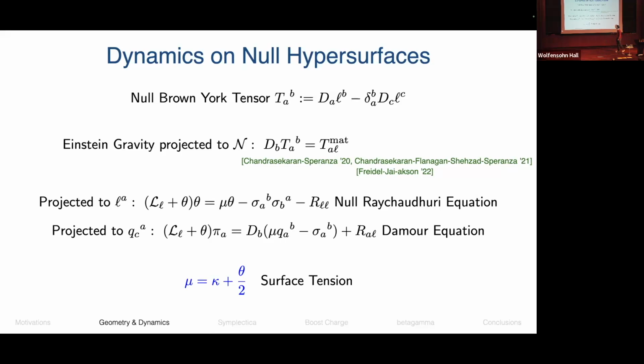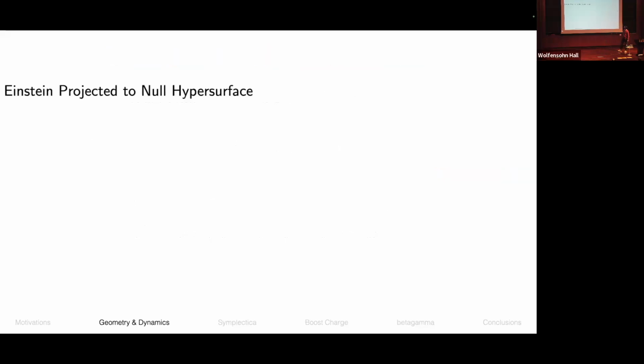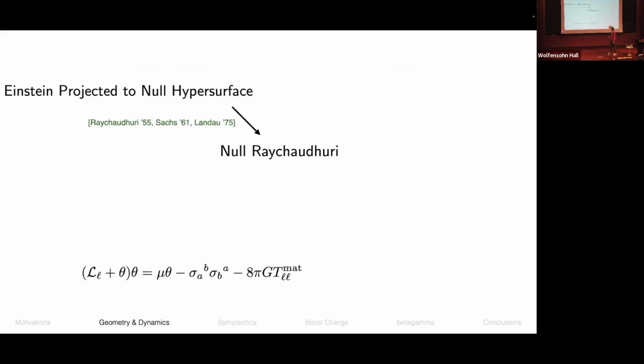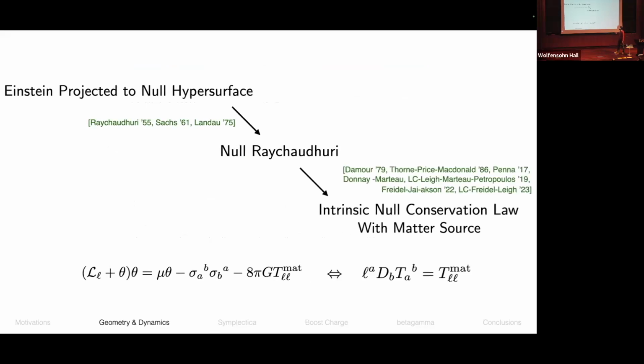Okay, so to recap, if I take Einstein equation and I project them to the null hypersurface, this gives rise to, in particular, the Raychaudhuri equation for the vertical component. And this can be reinterpreted as a conservation law for a stress tensor on the null hypersurface itself. So this is a modern formulation of the membrane paradigm, but it extends generically not only to horizons, but to null hypersurfaces throughout the spacetime.